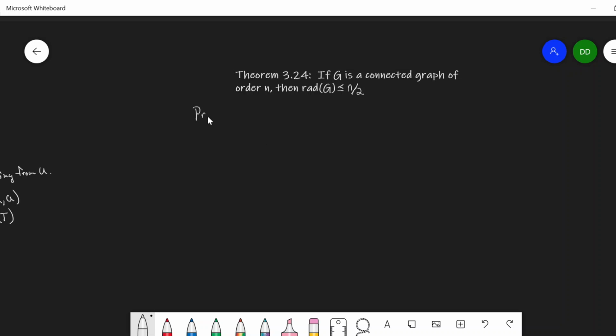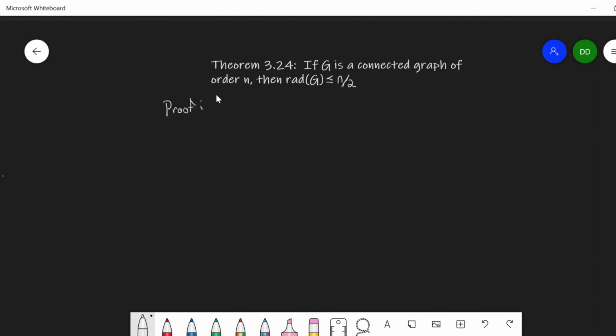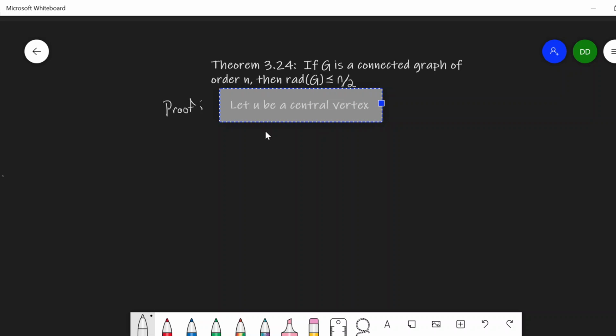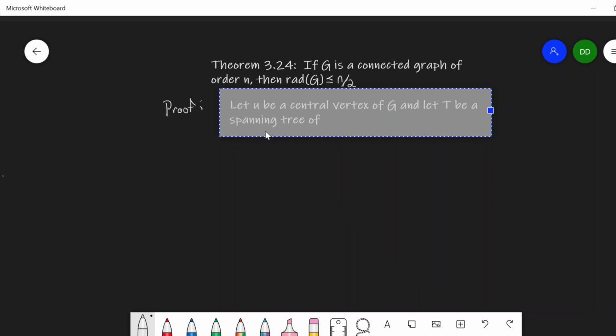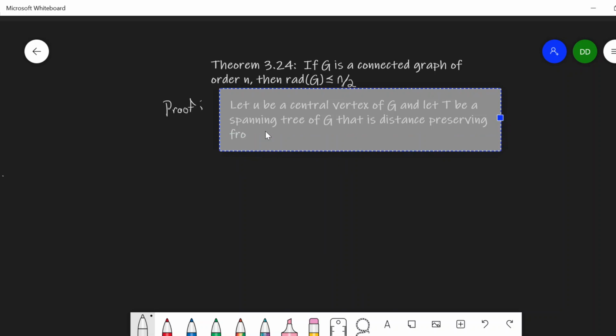So let's see how this works. All right, proof. We'll start by picking a central vertex. So let U be a central vertex of G, and let T be a spanning tree of G that is distance preserving from U.